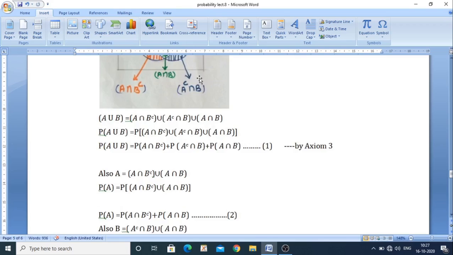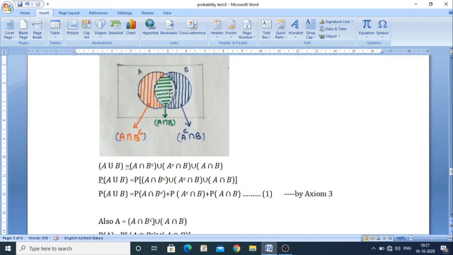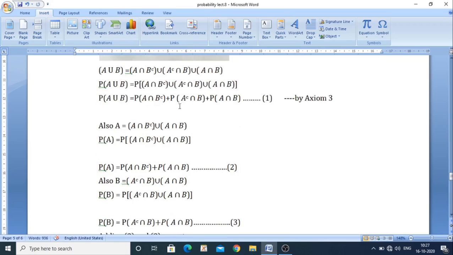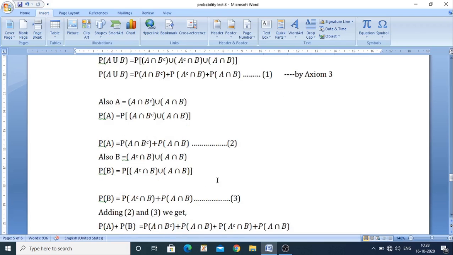Similarly here, this B is nothing but the union of the two parts, that is green, that is A intersection B, and A complement intersection B. So this B can be written as A complement intersection B union A intersection B, and therefore, take the probability of both sides, P of B is equal to P of A complement intersection B union A intersection B. Now again, since these are mutually exclusive, by axiom 3, P of B is equal to P of A complement intersection B plus P of A intersection B. Now we got the three equations, that is equation 1, equation 2 and equation 3.